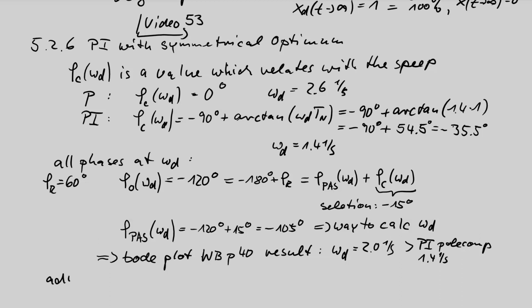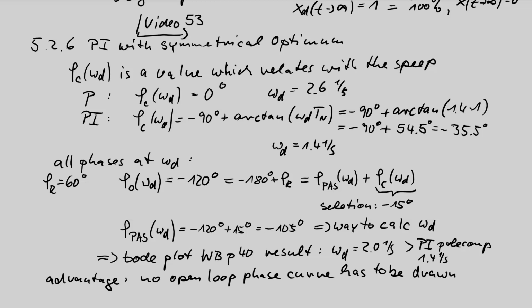Advantage of this design: no open loop phase curve has to be drawn. You have only to find a cross point at the existing phase curve of the process. This curve is available, is measured, and just look for this cross point, gives omega d.